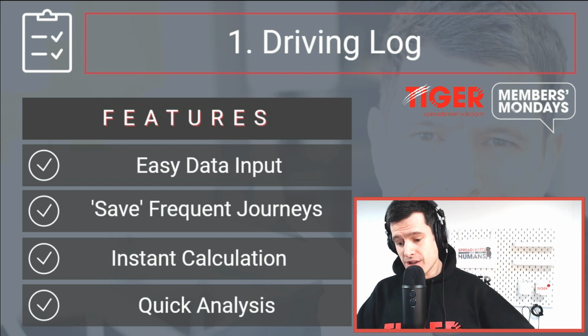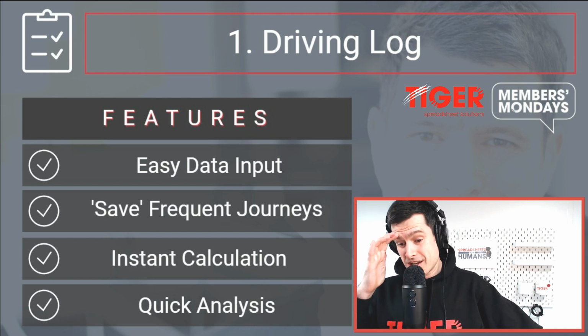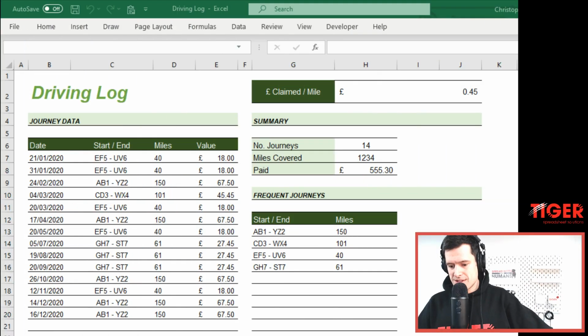Now, the first example is the driving log. Let me go ahead and set it up for us here. So the driving log allows easy data input, allows us to save frequent journeys, instant calculation, and quick analysis. What on earth does all that mean? Let's go over to the desktop view.